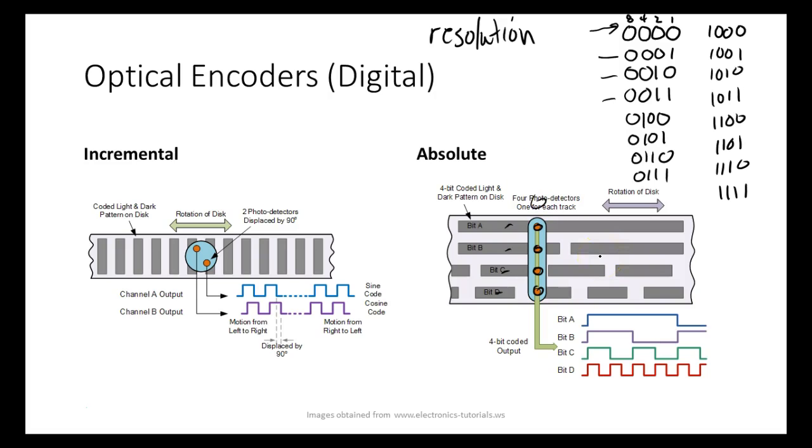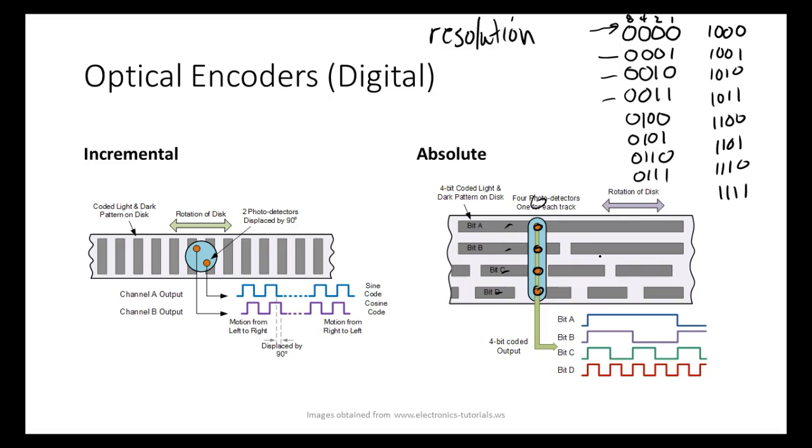Well, if that wasn't enough, then I'd have to add another track and another sensor, and another track and another sensor. So if I had 1024 positions, I would have to have 10 tracks to keep up with. Either the sensors are going to have to get smaller, or the thing will start getting bigger.